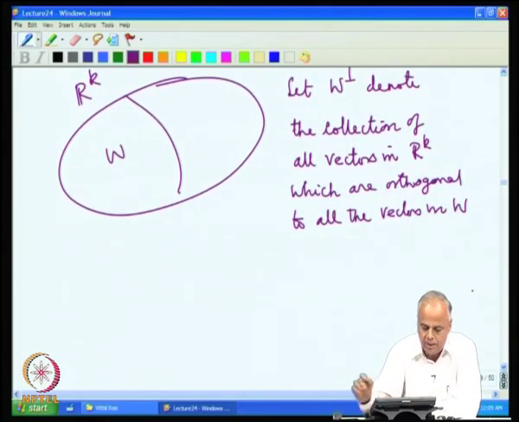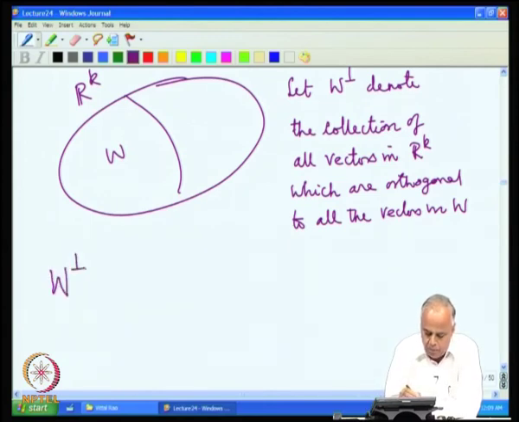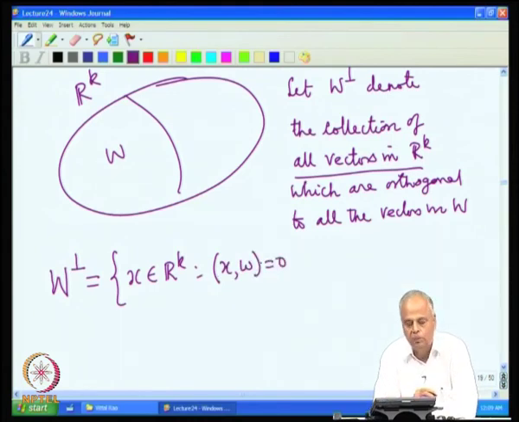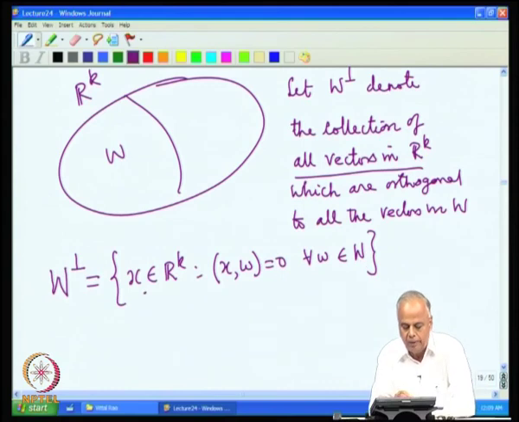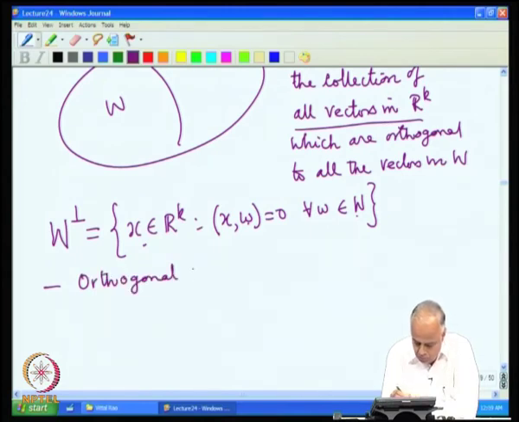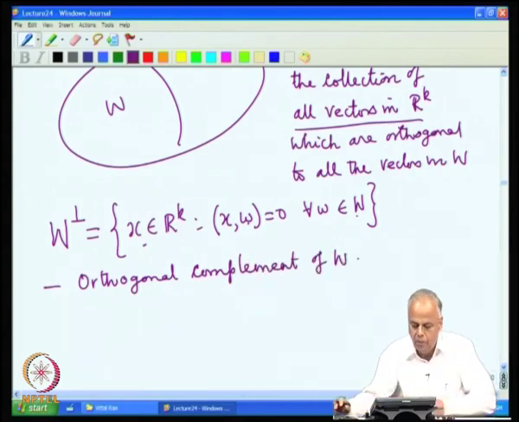So, let us write this in a mathematical notation. W perp consists of the collection of all vectors x in R^k such that x inner product w must be equal to 0 for all those w which belong to W. So, it is the collection of all vectors which are orthogonal to those w which belong to W. This is called the orthogonal complement of W.